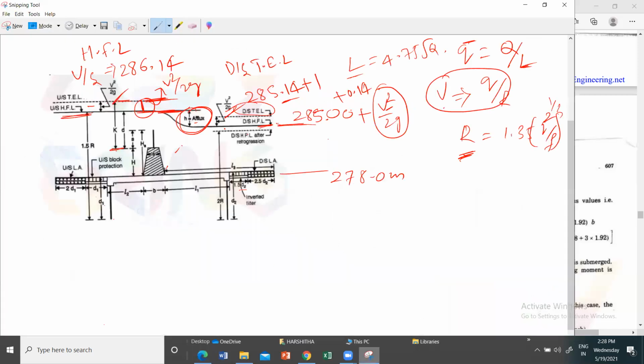Okay, I want to calculate the crest level of the weir. The crest level of the weir will be equal to the total energy line on the upstream side minus K. Crest of the weir will be equal to the upstream side total energy line minus K. That will be the crest of the weir.